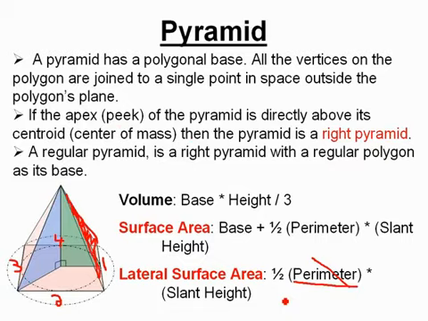Well, if you repeated this process for piece 2, 3, and 4, so you said piece 2 times the slant height divided by 2, plus piece 3 times the slant height divided by 2, plus piece 4 times the slant height divided by 2, and then you factored out the slant height and the divided by 2, you'd be left with piece 1 plus piece 2 plus piece 3 plus piece 4, which is the perimeter, times the slant height divided by 2. Hence why the lateral surface area is simply 1/2 of the perimeter times the slant height.